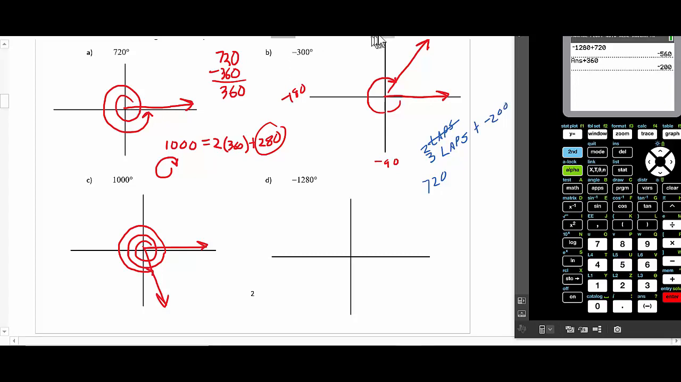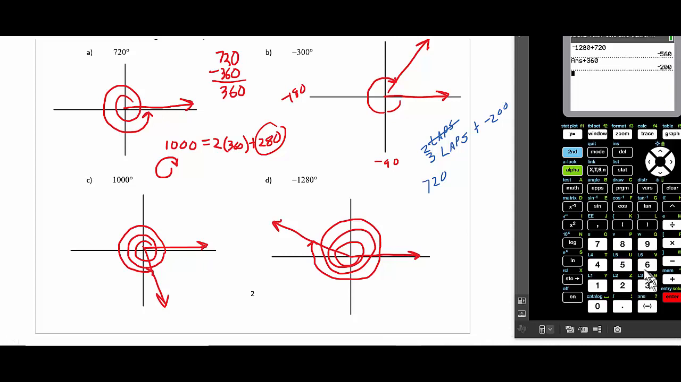Okay, so I'm going to do this like this. I start there. It's negative, so I go clockwise this time. So I want to go 1, 2, 3 laps. I think I've done that right. 3 complete laps. Then count it out: this is negative 90, negative 180. 20 more would give you the negative 200 like that. Okay, so you can do it like that.